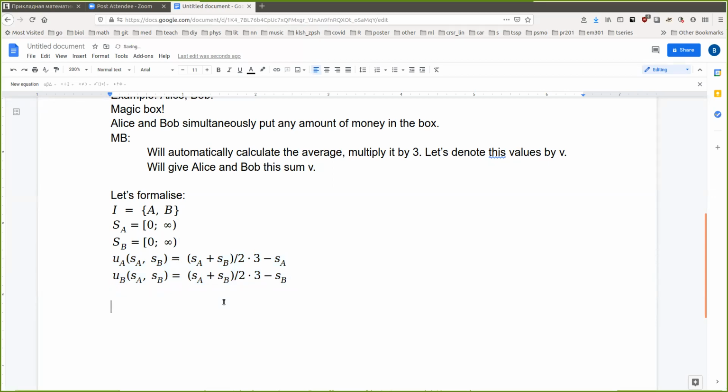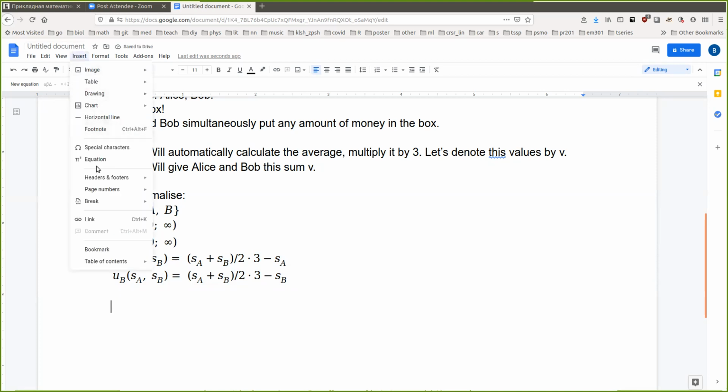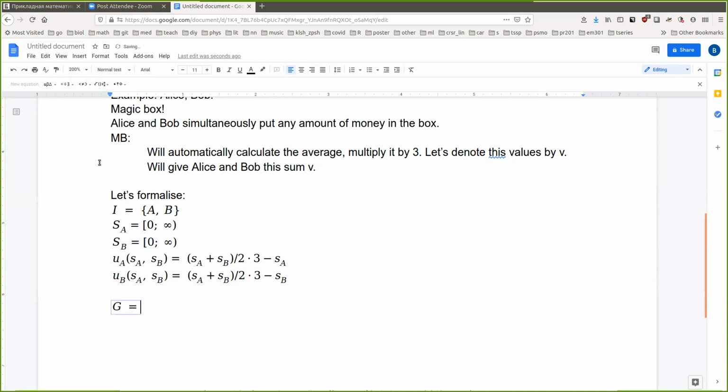So what is a game? Formally, a game is a collection of I, SA, SB, UA, and UB. So a game basically is a collection of these objects. Could you please explain one more time, why did you subtract SA and SB from the utility functions?